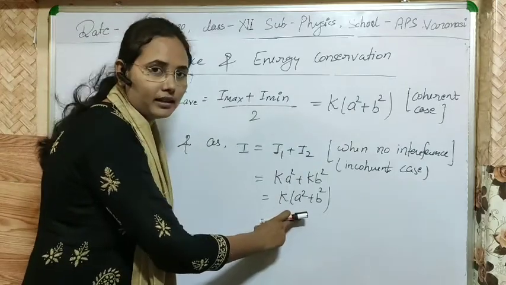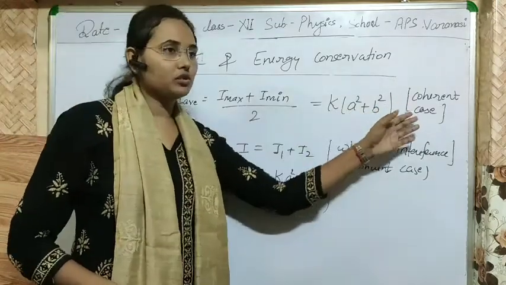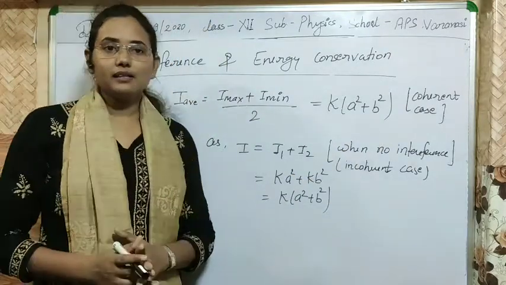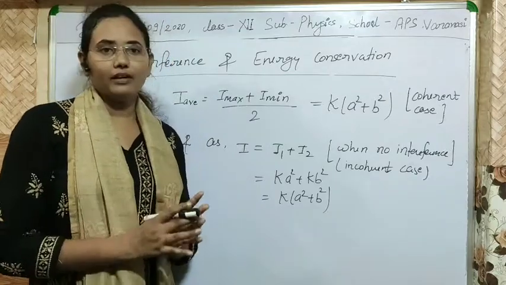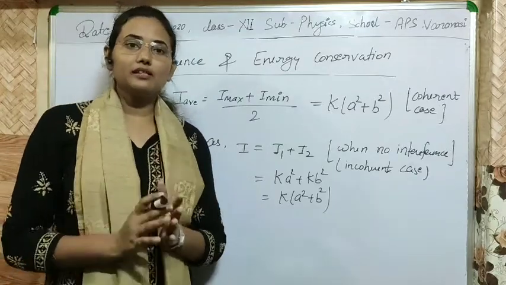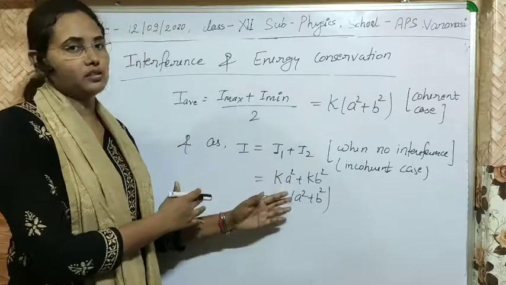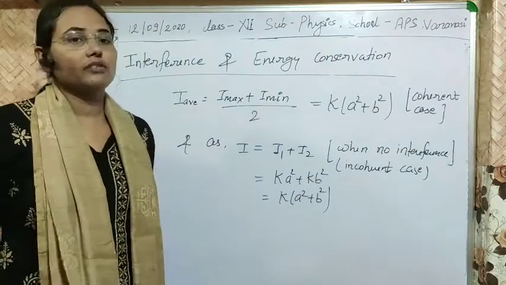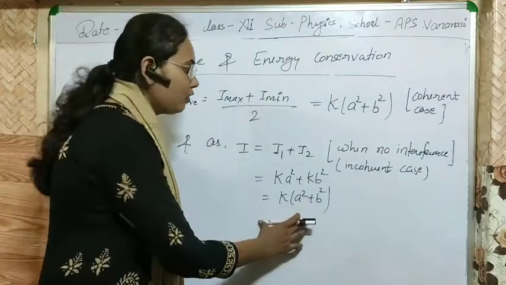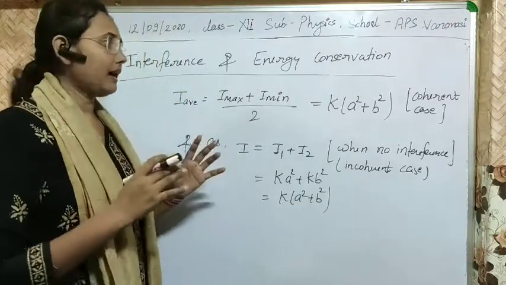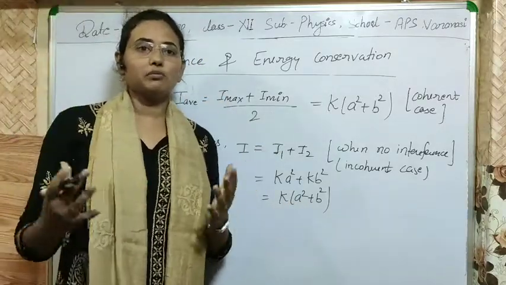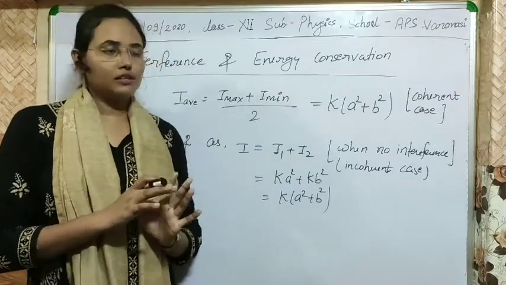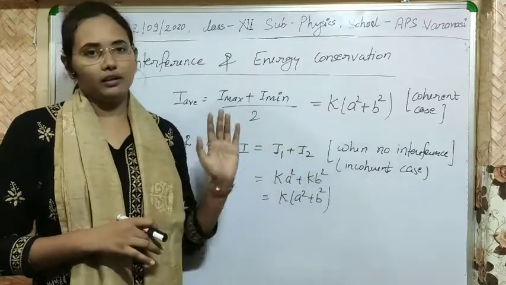and this is exactly the same as the incoherent case. It means whether it is a coherent source or an incoherent source, the total intensity or total energy of the light wave will never change. The energy will be constant whether the source is incoherent or coherent. It means the law of conservation of energy is followed here also. So don't think that if there is a minimum or maximum intensity, then definitely there will be a change in energy. No, energy is always constant whether the source is coherent or incoherent.